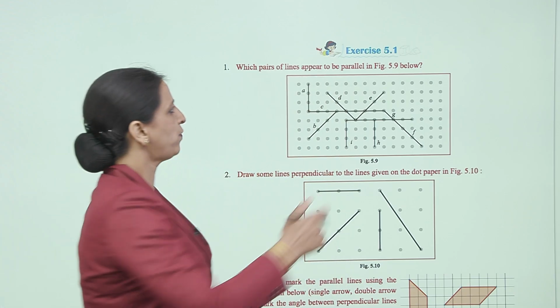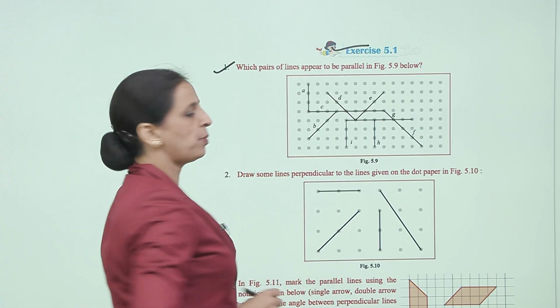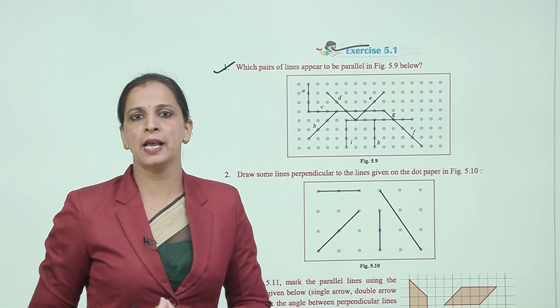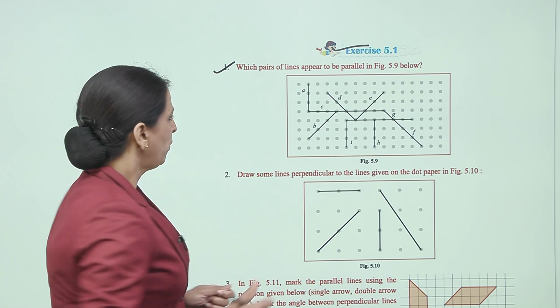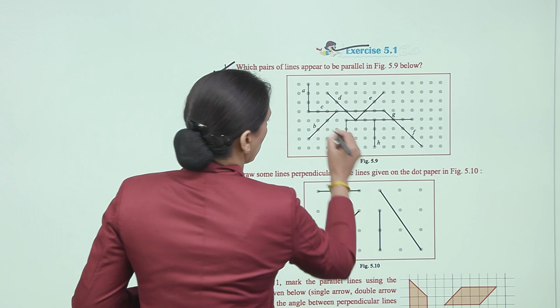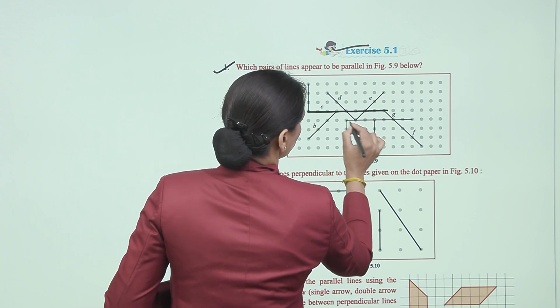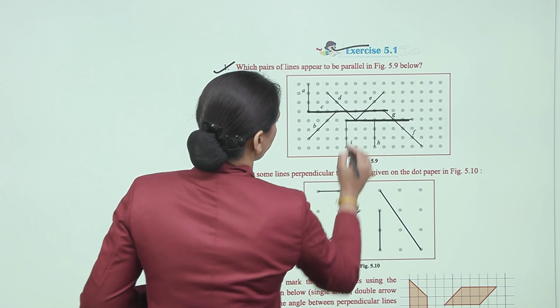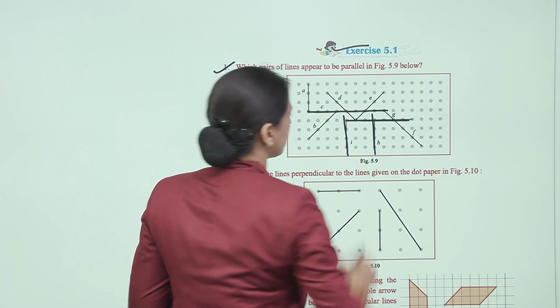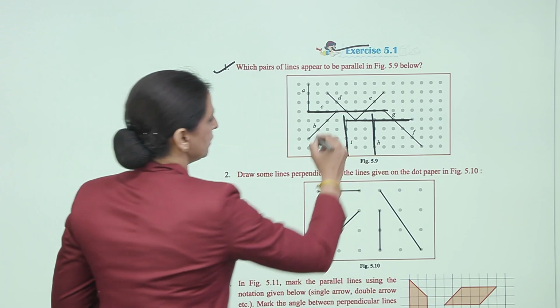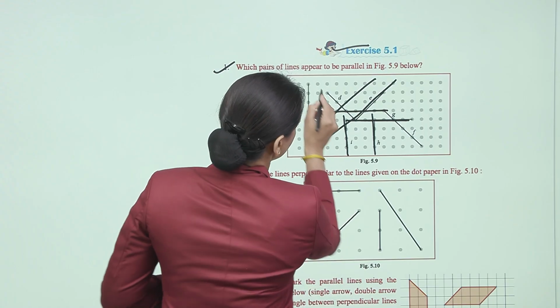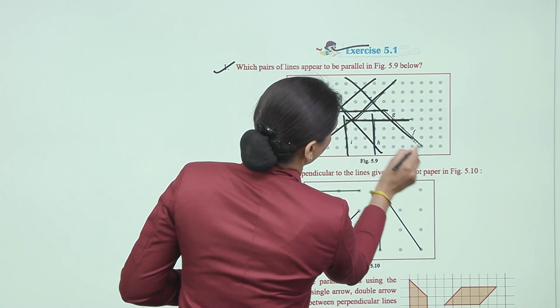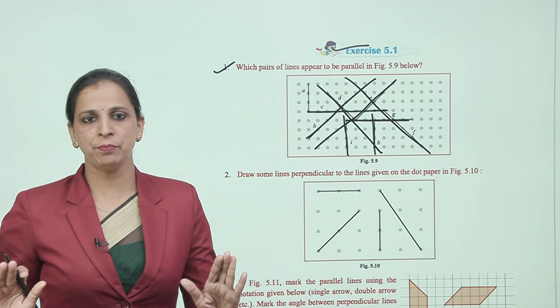Now, exercise 5.1. Question number 1. Which pair of lines appears to be parallel in figure 5.9 below? Parallel lines are these two. These are parallel lines. These are parallel lines. And these are parallel lines. When we extend them, they never meet each other.